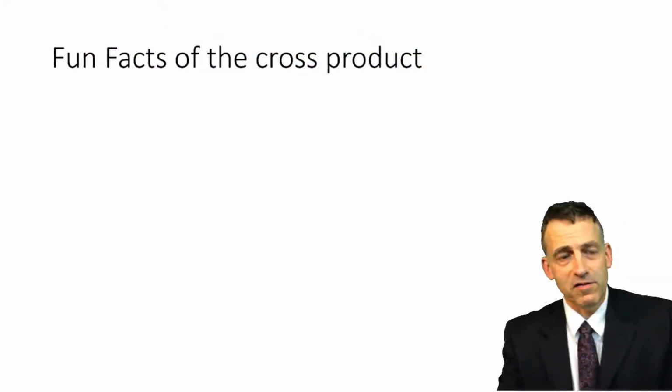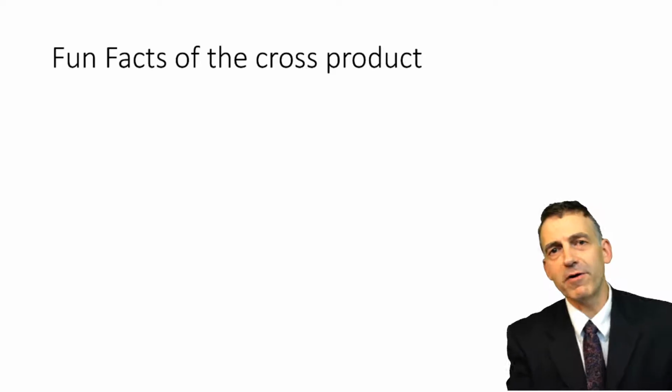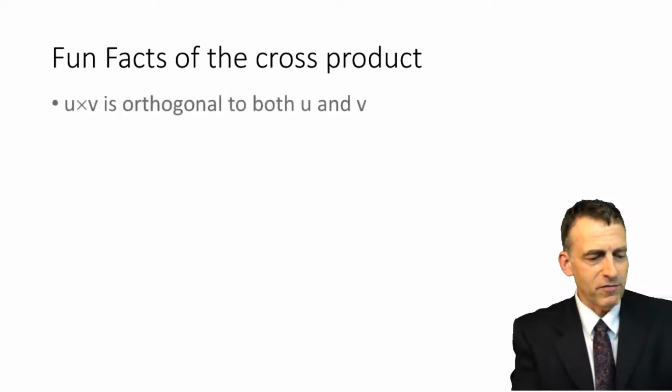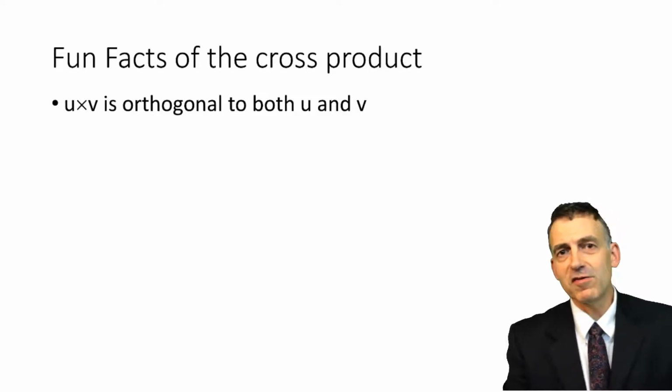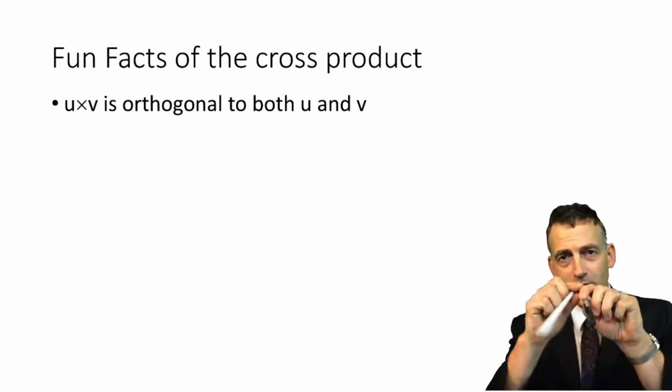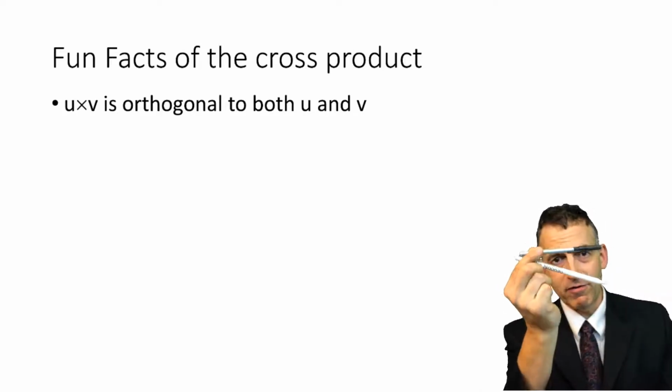We're going to do the fun facts about the cross product. So let's get right to it. These are just properties of the cross product. First one: u crossed with v is orthogonal to both u and v. If you work out the cross product of two vectors, it will be perpendicular to both of the original vectors.